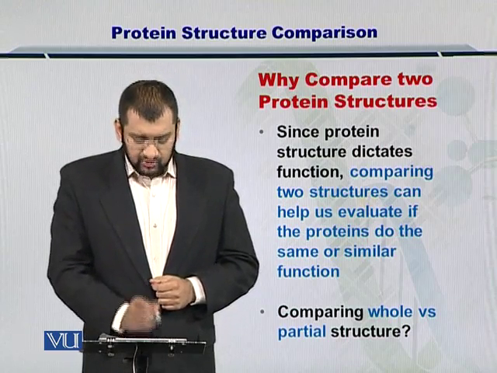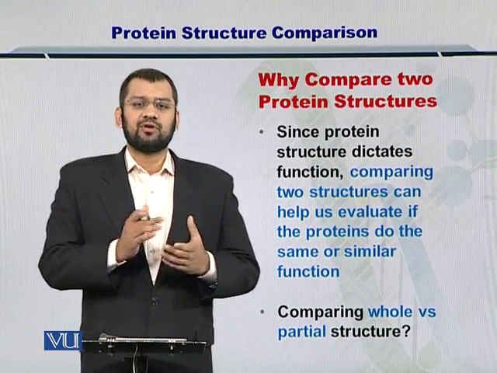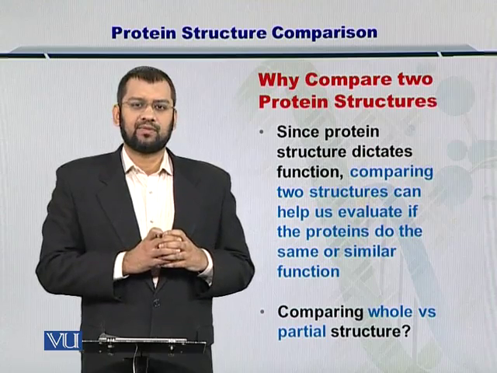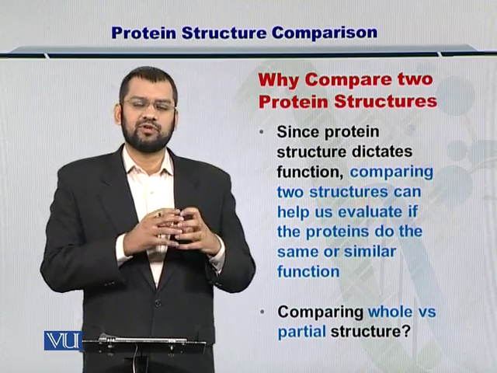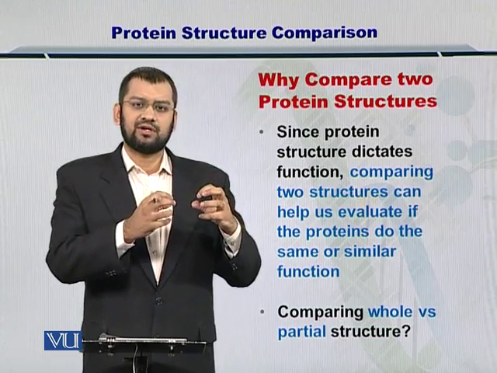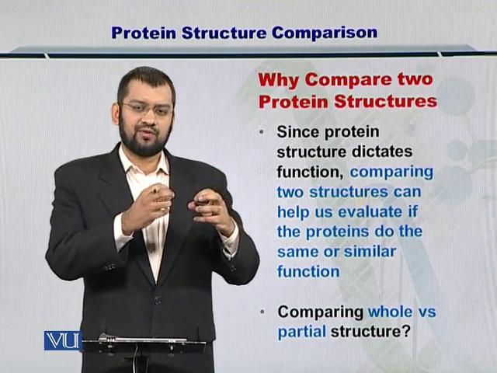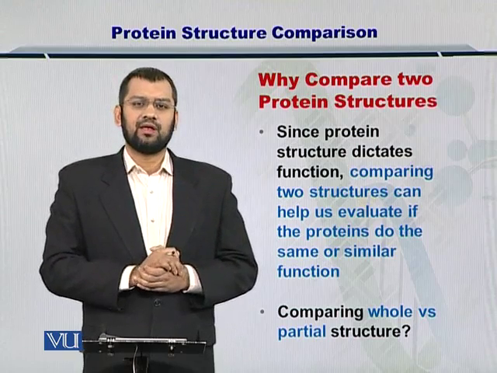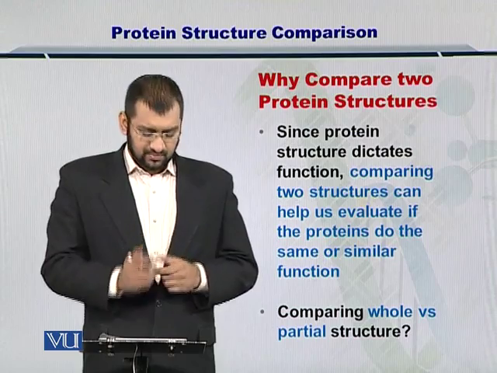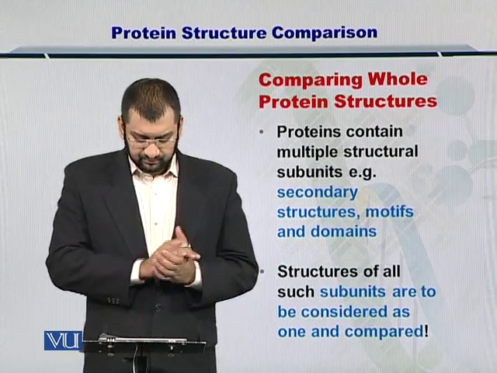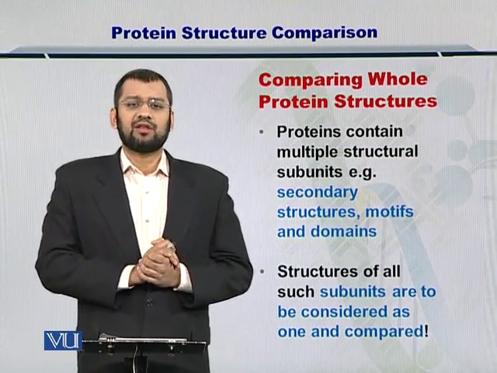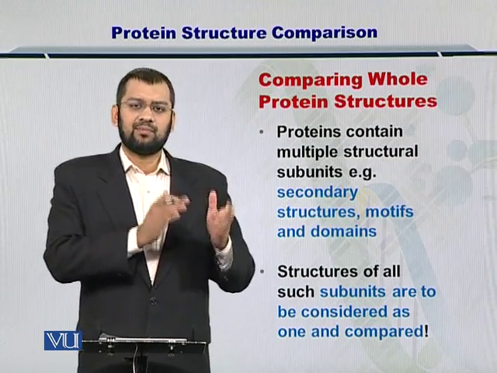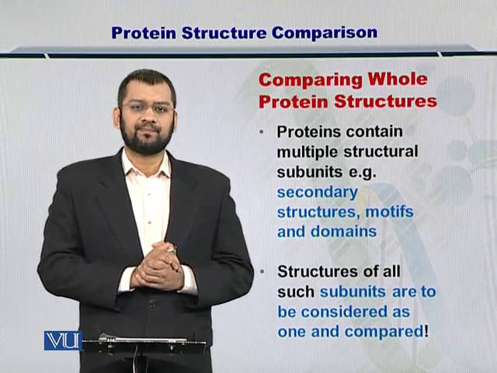More so, there are two types of comparisons. The first one is that you compare the entire protein structure. This is called the rigid body superpositioning. The proteins are considered as rigid, and you have to superimpose them onto each other and see the differences. Secondly, there is the partial comparison. First we will look at the whole protein structure comparisons, and later we will see the partial structure comparisons.